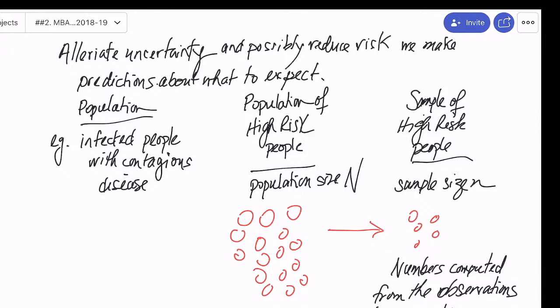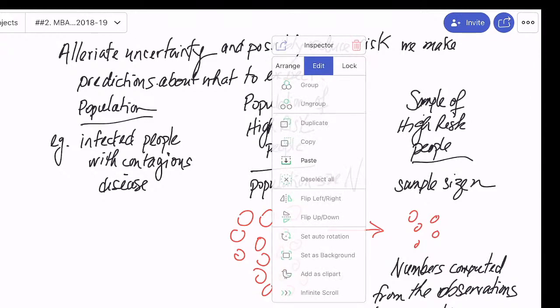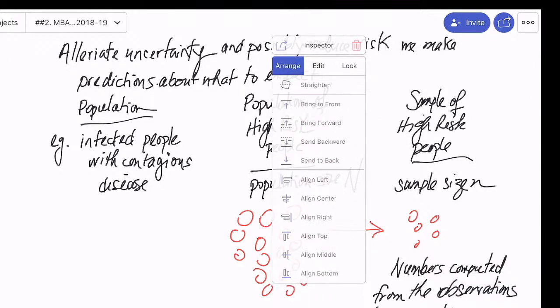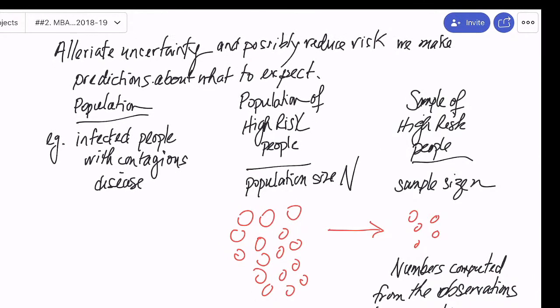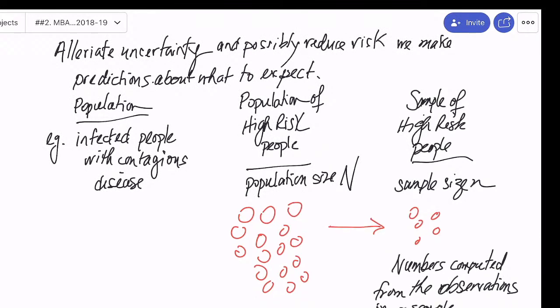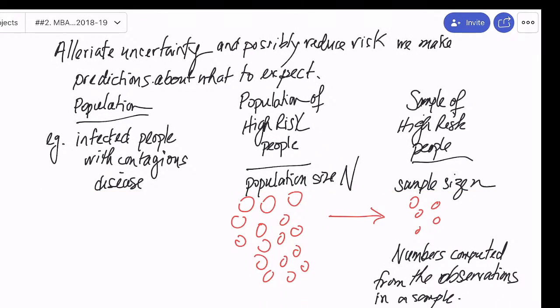I don't know why things get separated. I got to figure this out. No, they get separated. Oh well. All right.